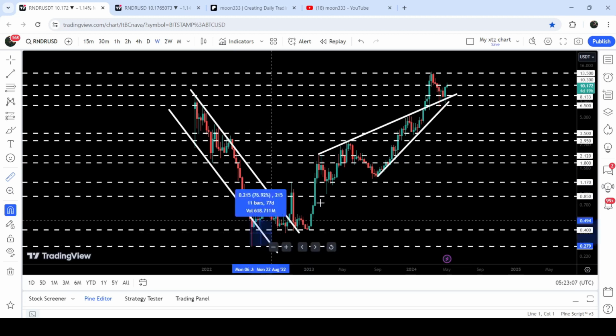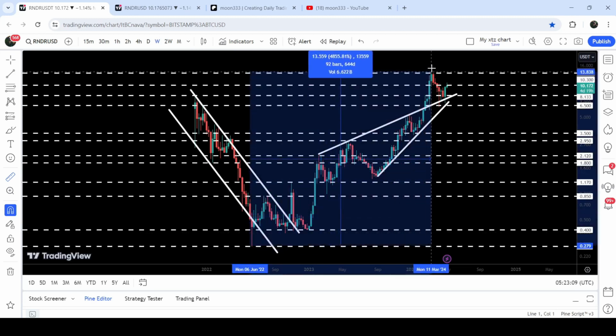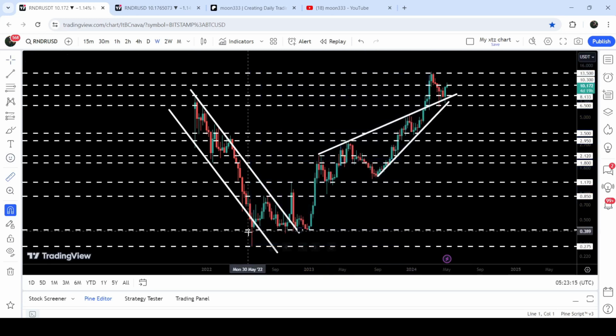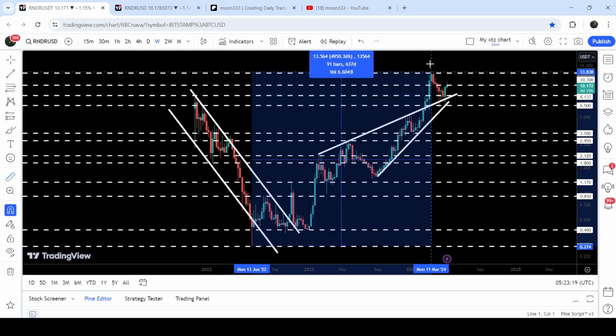And from this, when it dropped down here, and we had a long spike up to the next support here at 27 cents, up till this high, you can see that it has rallied almost 4,850%. Let me place it once again. From this low to here, yes, it was more than 4,950%, almost a 5,000% rally.